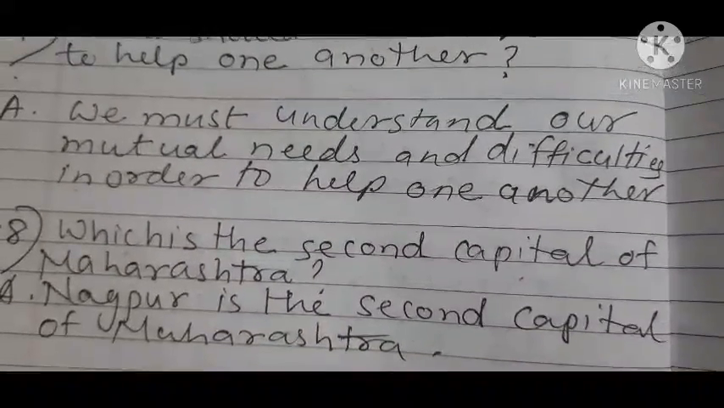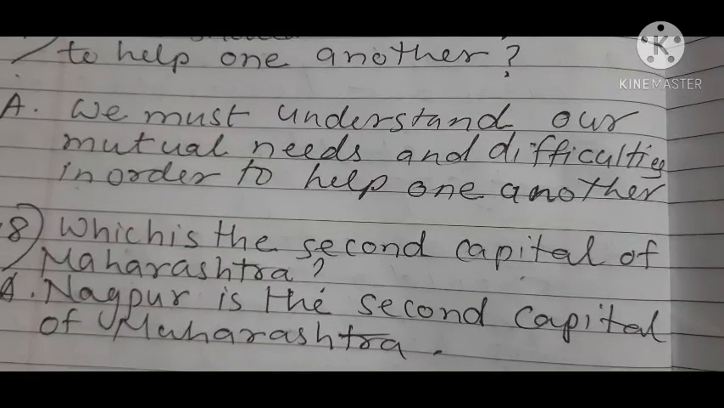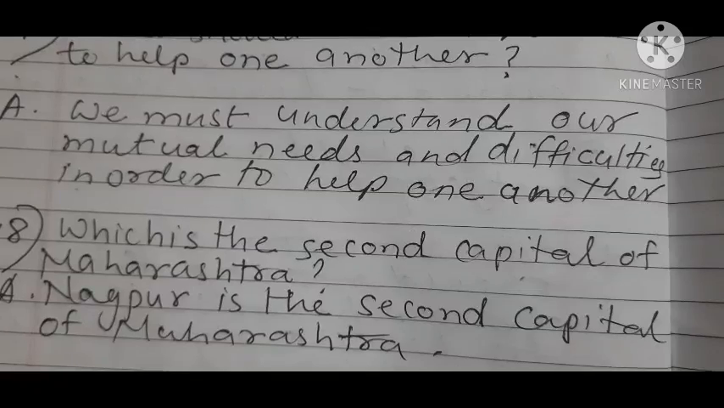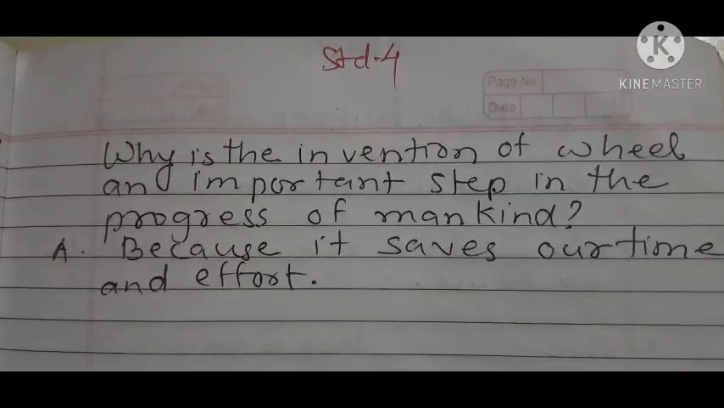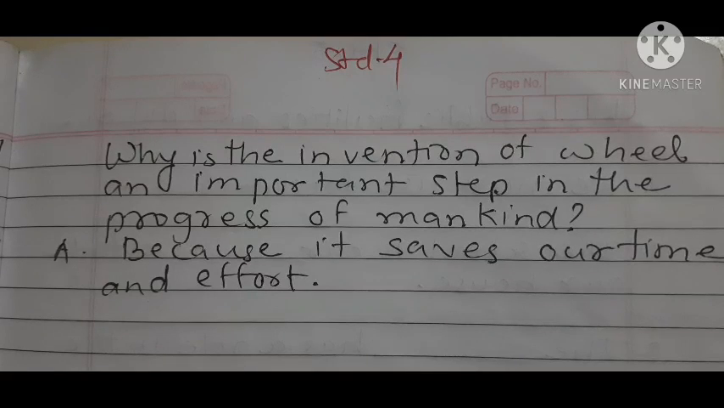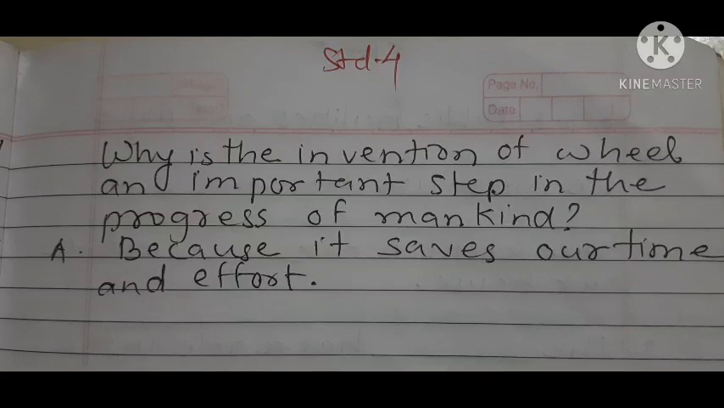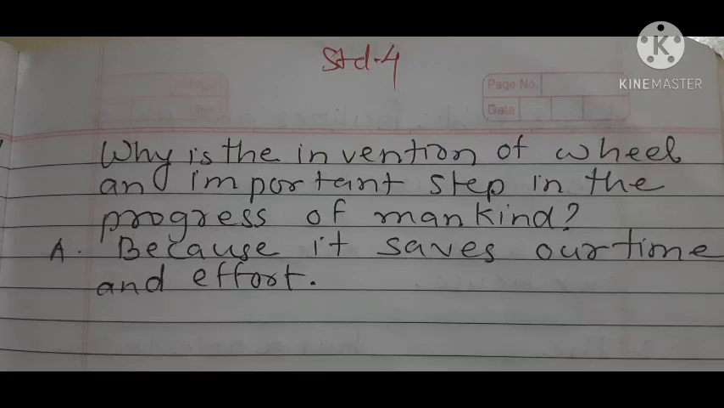Which is the second capital of Maharashtra? Nagpur is the second capital of Maharashtra. Why is the invention of wheel an important step in the progress of mankind? Because it saves our time and efforts. So students, I have completed my EVS 1 topic.